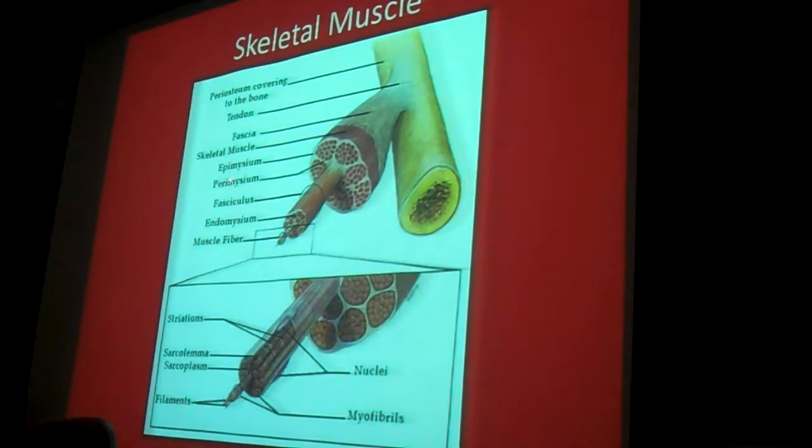Don't get the epimysium, perimysium, and endomysium mixed up. I'll have at least one question about that. Epimysium goes around the whole muscle. Perimysium goes around the smaller fascicles. Endomysium goes around each muscle cell, each muscle fiber. You might as well learn it now because the nerves are the same way. It's the epineurium, perineurium, endoneurium for the nerves.